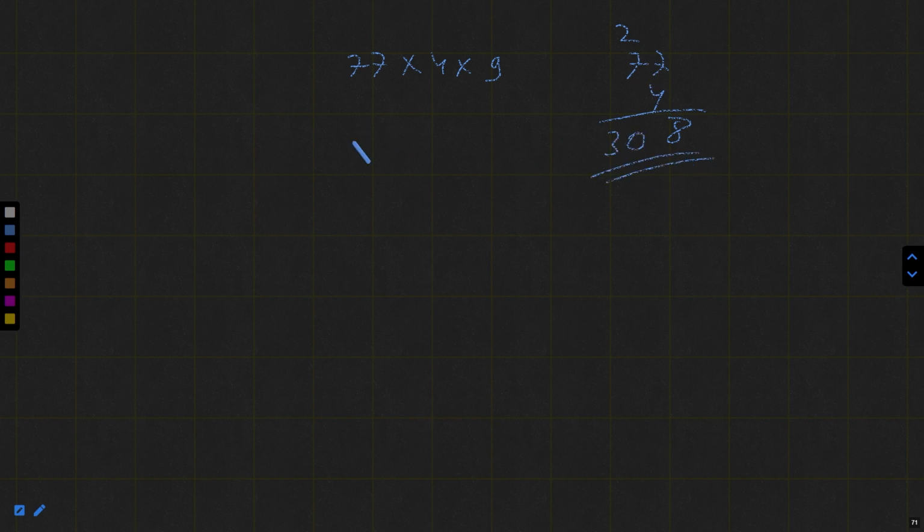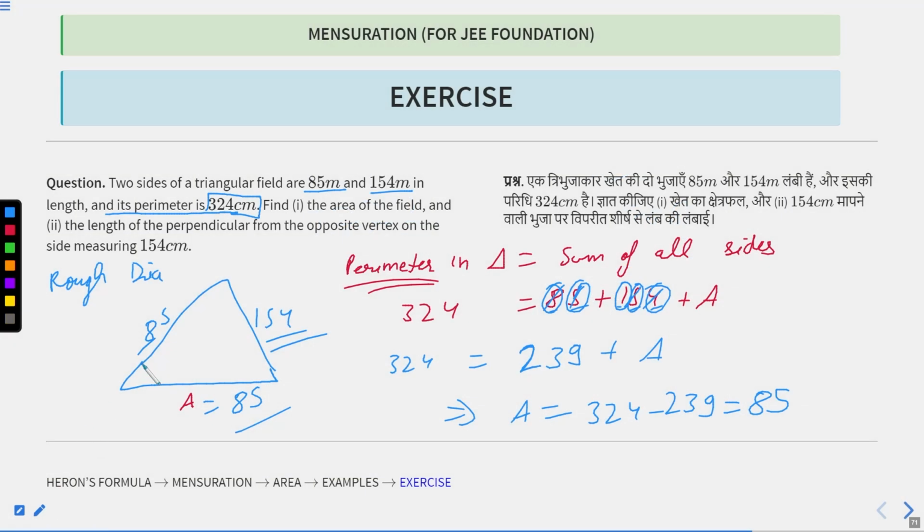So 77 times 4 times 9, 77 times 4 is equal to 308. Now 308 times 9 is just easy. 308 times 9 is 2772. Okay, so I hope this is clear. So the area is 2772.